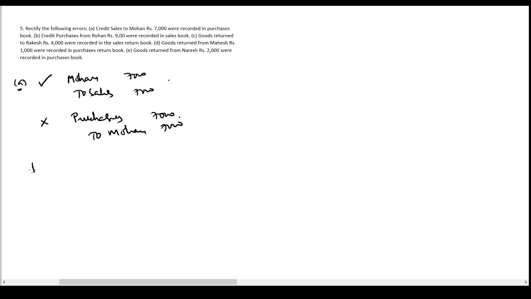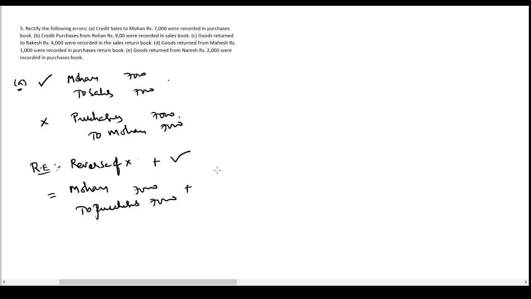Okay. So the rectification entry would be, it is very simple. It is reverse of wrong plus correct. So reverse of wrong would be Mohan to purchases 7,000 plus correct. Correct should be passed as it is. It is only reverse of wrong, not reverse of wrong and reverse of right. It is reverse of wrong plus correct.